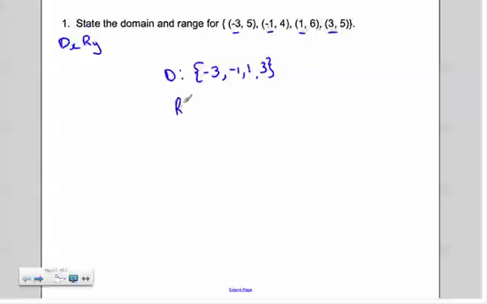For the range, I'm going to look at the y's. I'm actually going to list them off to the side for a couple of reasons. Number one is they're not in order, so when I order them, 4 comes first because it's the smallest, followed by 5, then 6. Even though the 5 is used twice, the range is just a list of all the numbers that are used. It doesn't matter how many times they are used. So the range becomes {4, 5, 6}.